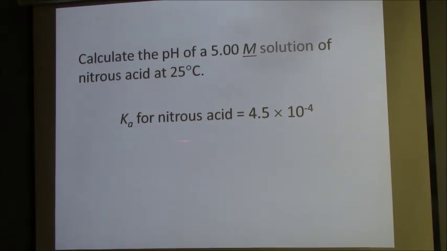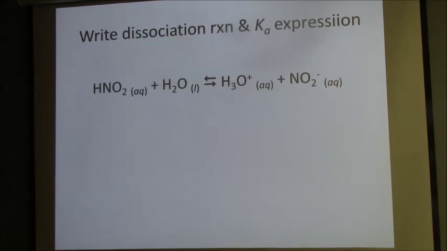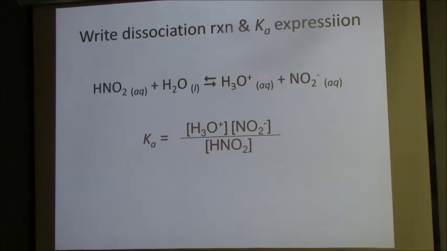So we look up the Ka value. There's the Ka. And now we're going to write our dissociation equation. This is the reaction of an acid reacting with water. The generic reaction for an acid reacting with water is represented here. All we're doing is substituting our anion. We leave water out of our Ka expression because it's a liquid, so its concentration doesn't change. So there's our Ka expression.